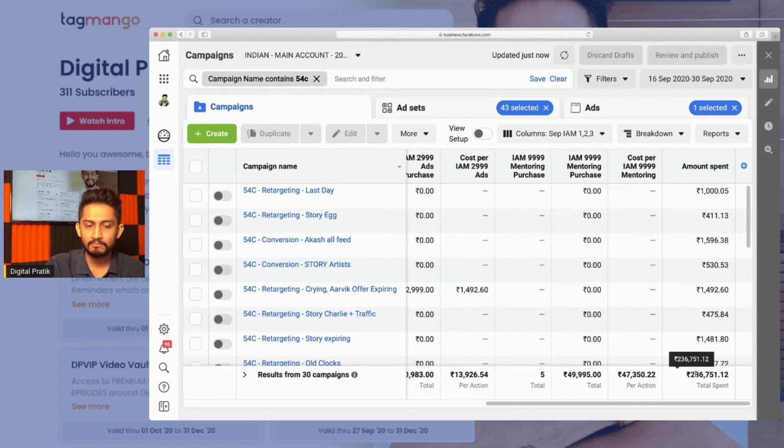So after investing, let's say 2 lakh, because we have calculated less revenue, so 2 lakh, we are generating 13 lakhs. Right, so that's the power.